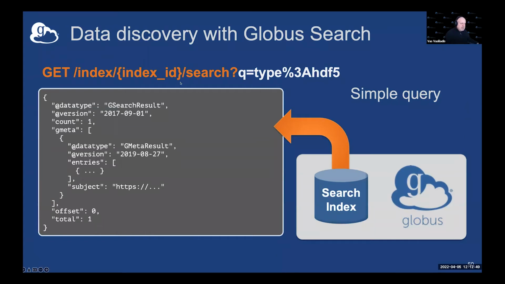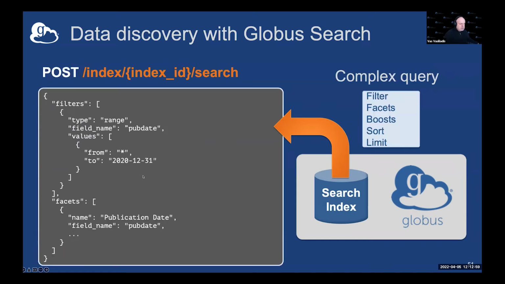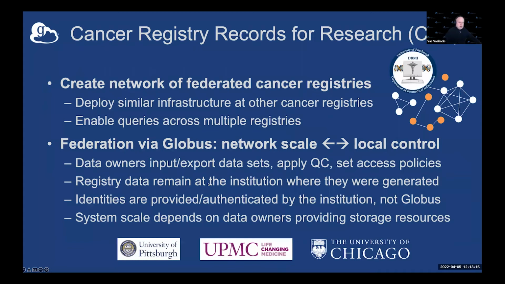And then this is an example of a simple search. Here's the query string; we're looking for all files of type HDF5, and we'd get back some result. And if we're doing a more complex one, here you specify in the body of the request the various fields that you want to filter on, and the values and ranges and so on.